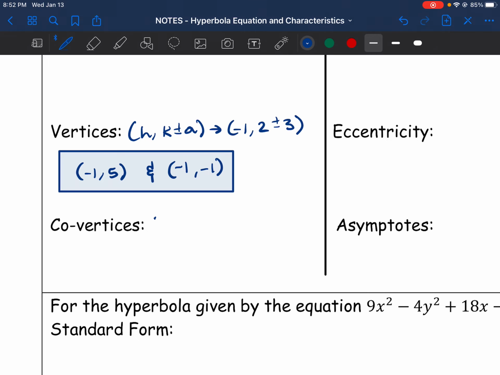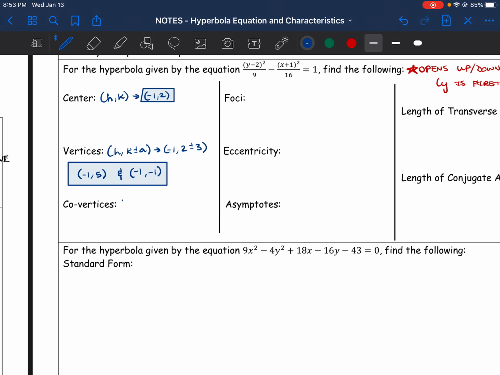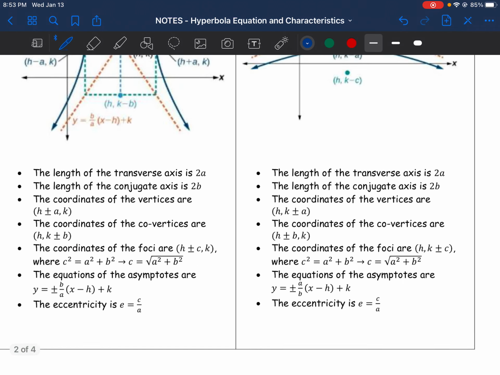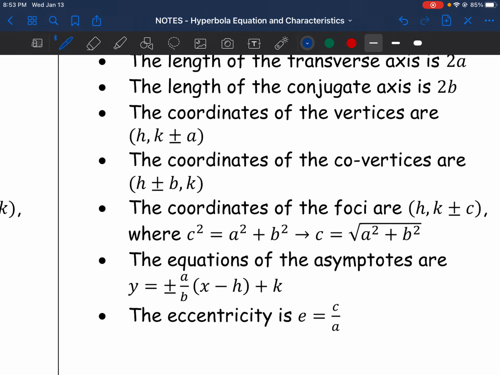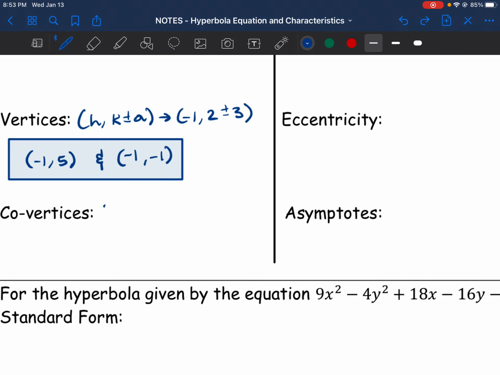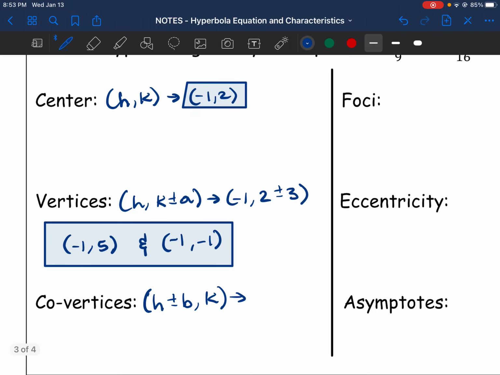All right, the co-vertices. Very similarly, since we're dealing with a hyperbola that opens up and down, let's go look at that section for those formulas. Co-vertices are going to be (h ± b, k). So (h ± b, k). And let's plug in the values.